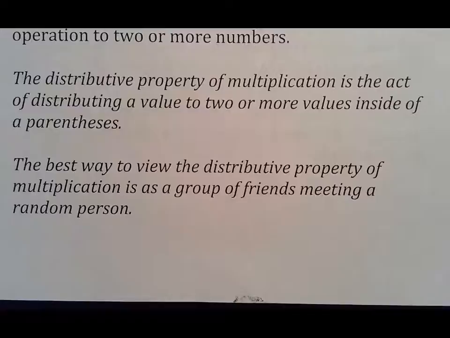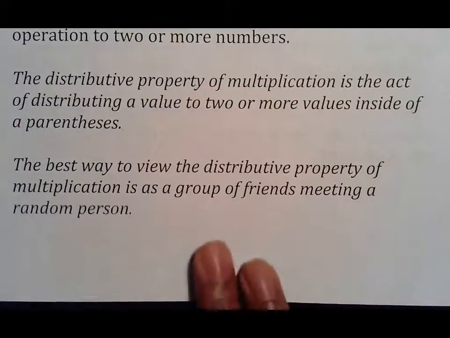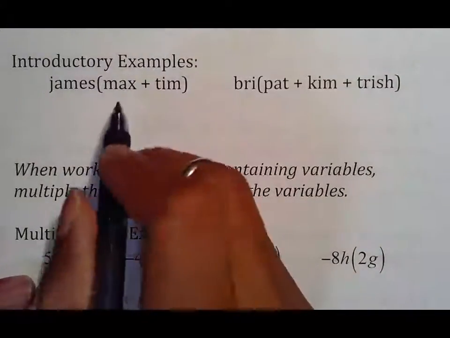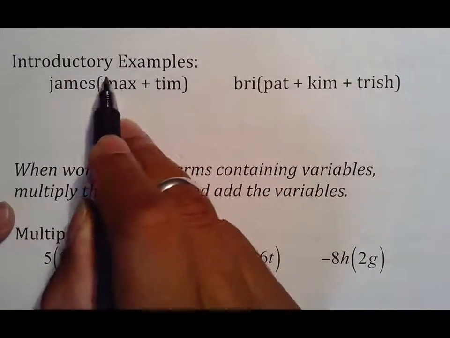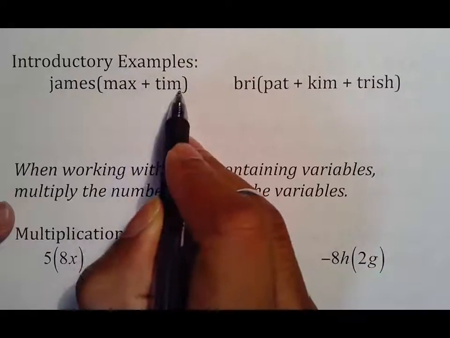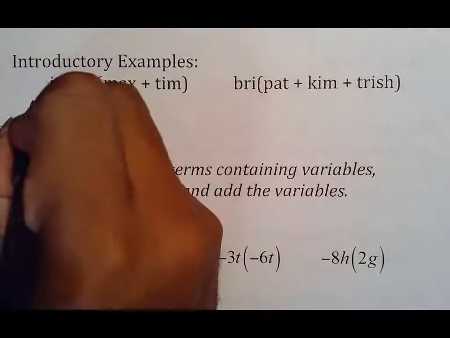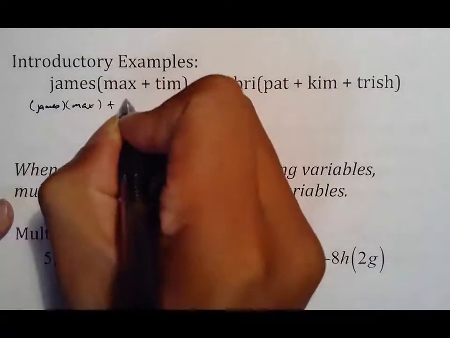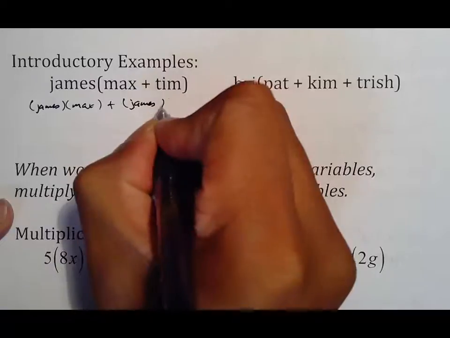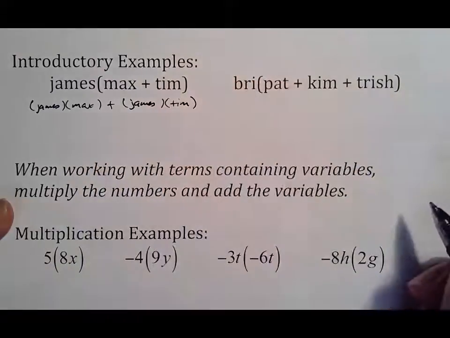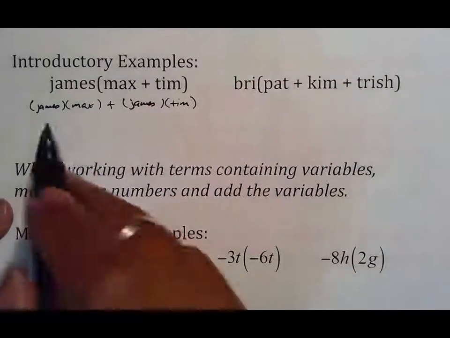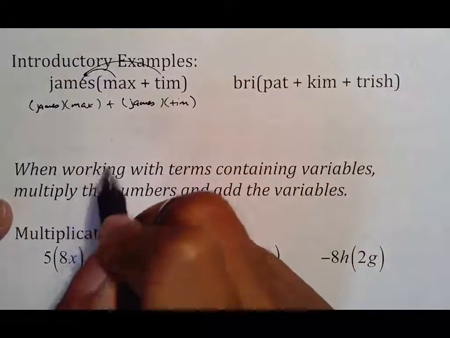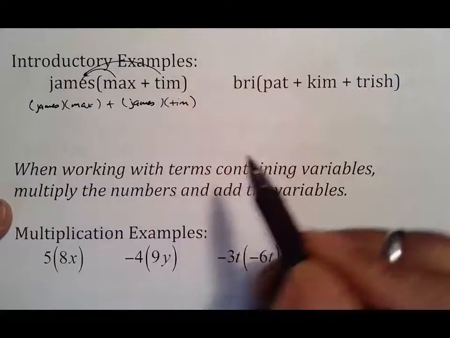The best way to view the distributive property is as a group of friends meeting a random person. So if you had this set up here, this would be Max and Tim, who are both friends. The reason I know they're friends is because they're grouped together and James wants to meet them. So what happens is James will meet Max and shake hands, and James will meet Tim. That's all. So James will meet Max and James will meet Tim. Why will Max not meet Tim? Because Max and Tim are friends, so there's no need for that.